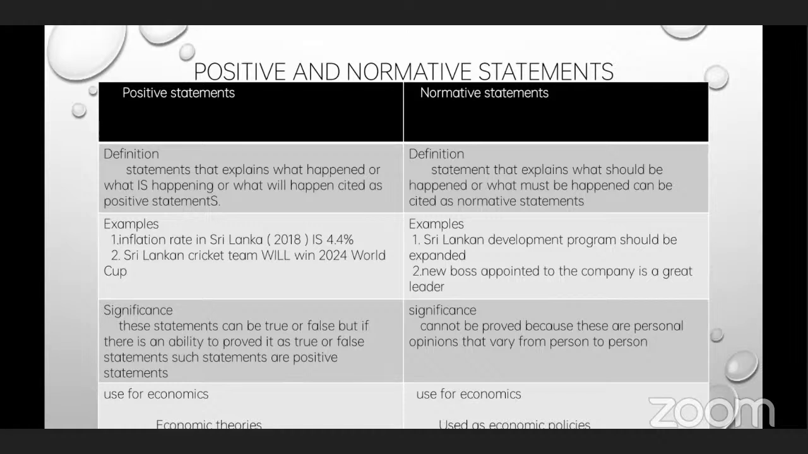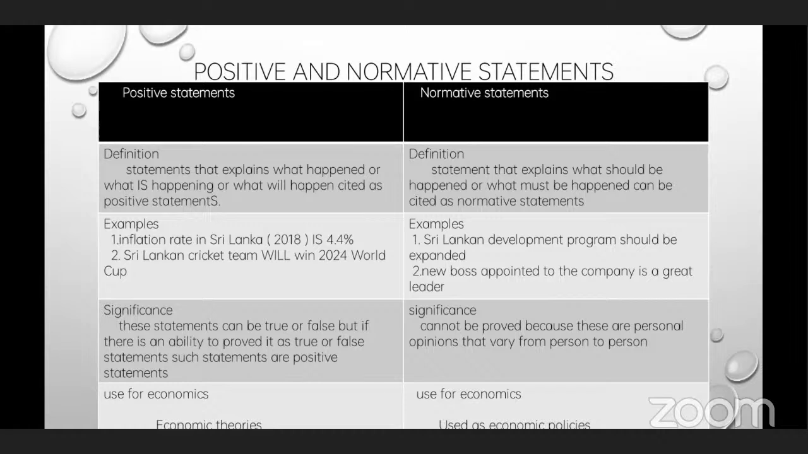Okay, we'll see the examples for positive statements. The inflation rate in Sri Lanka in 2018 was 4.4%. Next, the Sri Lankan cricket team will win the 2024 World Cup. Those are examples of positive statements. So I'll tell some examples for normative statements. Sri Lankan development programs should be expanded. Then, the new boss appointed to the company is a great leader. So those are personal opinions or judgments. So those are normative statements.